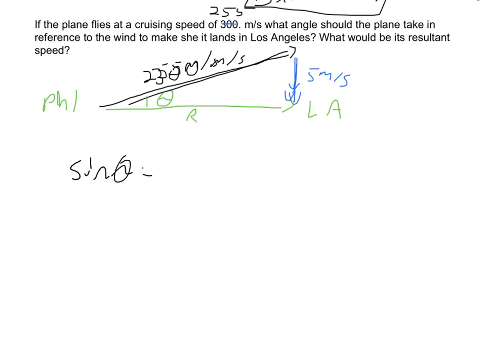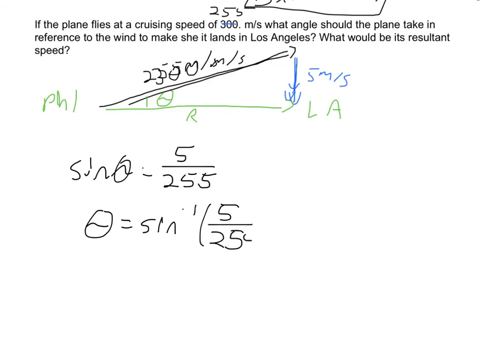theta equals opposite, which is 5, over the hypotenuse, 255. To get theta by itself, I take the sine inverse of both sides, so I get theta equals sine inverse of 5 divided by 255, which comes out to be 1.12 degrees. And if we're keeping with 1 sig fig here, right, because of our 5 meters per second, I just have to make this 1 degree.